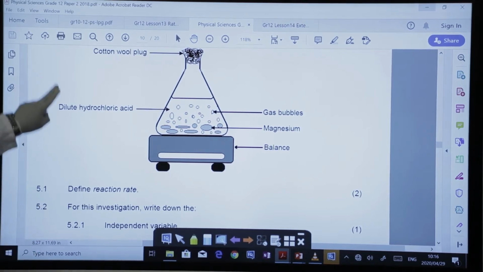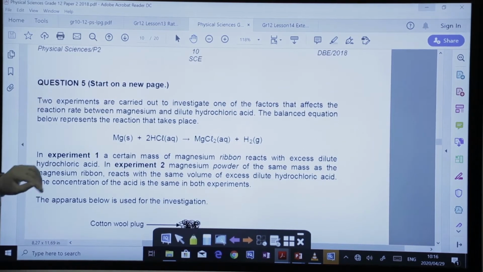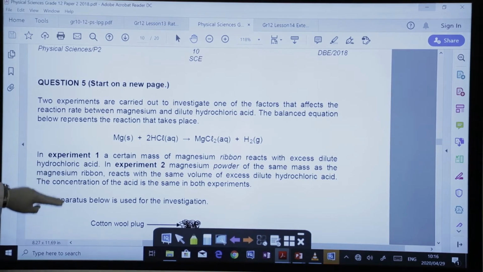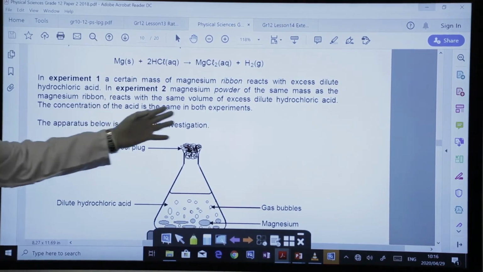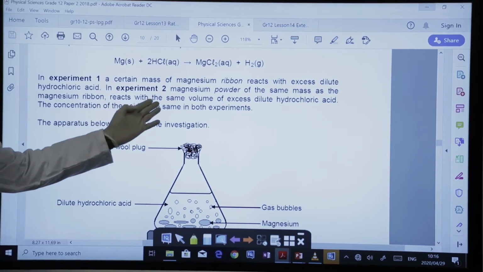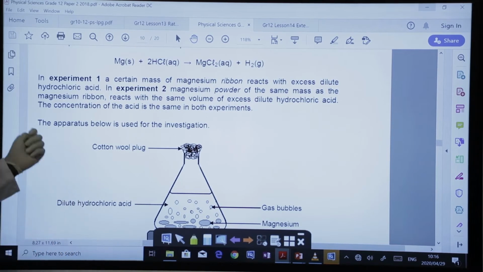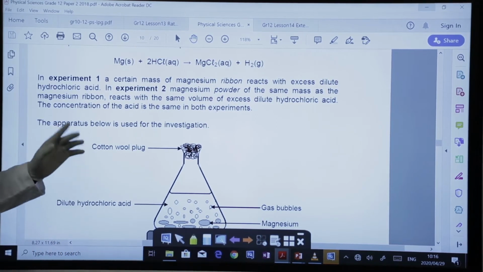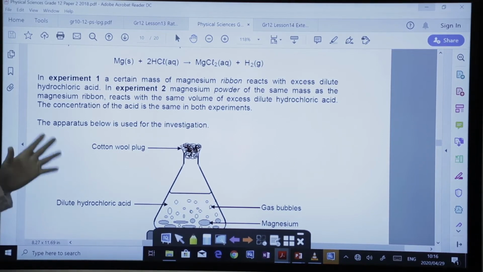So here we are. If you take a look at this, this is question 5 of paper 2, 2018, May/June. The instruction is saying in experiment 1, a certain mass of magnesium ribbon reacts with excess dilute hydrochloric acid. In experiment 2, magnesium powder of the same mass as the magnesium ribbon reacts with the same volume of excess dilute hydrochloric acid. So the concentration of the acid is the same in both experiments.